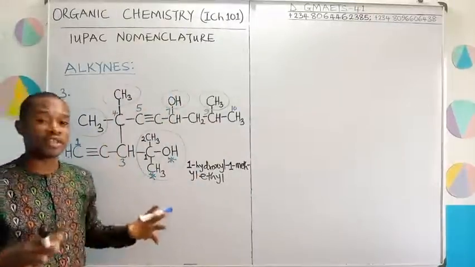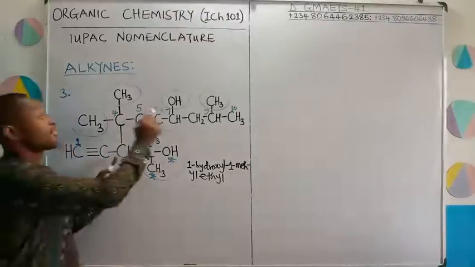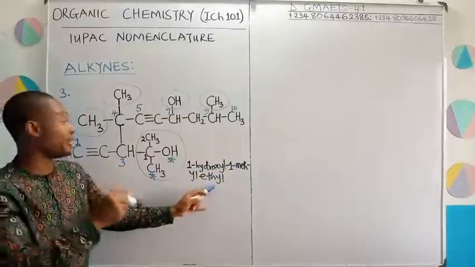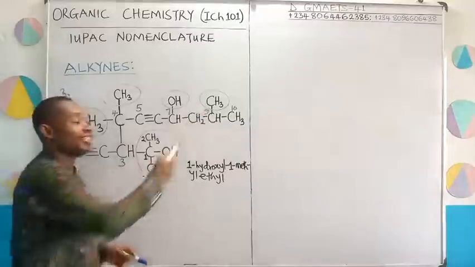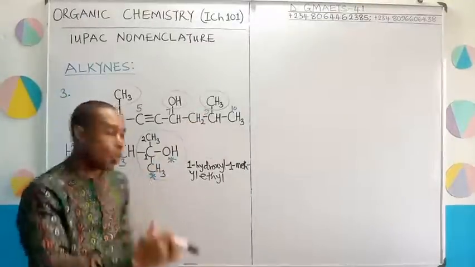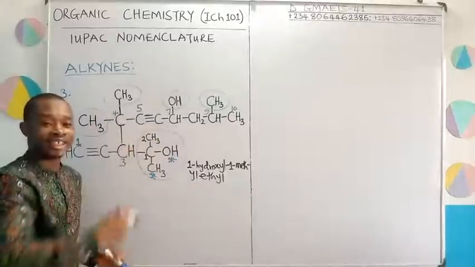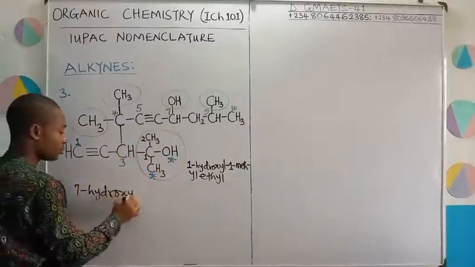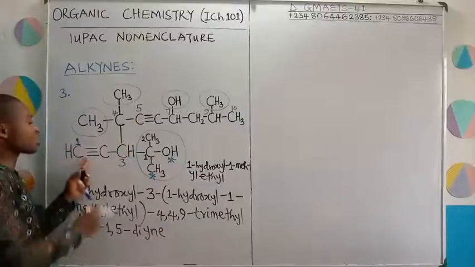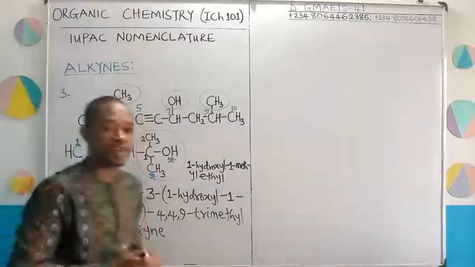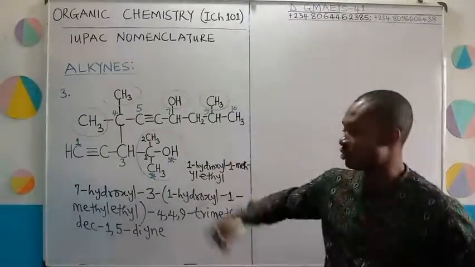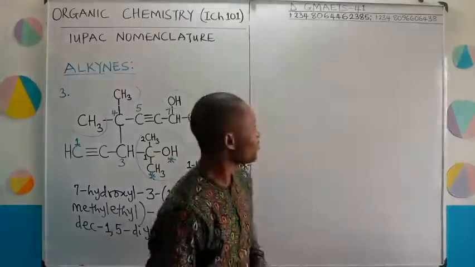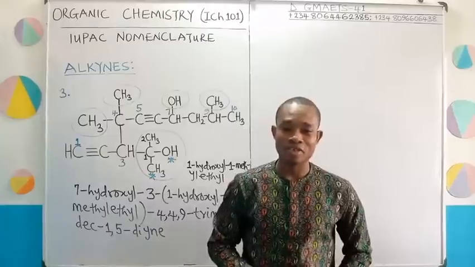So once again, what's the name of the structure? We say this is 7-hydroxyl, 3-open bracket, 1-hydroxyl, 1-methyl ethyl, close bracket, 4,4,9-trimethyl dec-1,5-diyne. That's the name of this structure. So let's go. Dec 1,5, I've said that before. On the 1st carbon atom, you have this triple bond. On the 5th carbon atom, you still have the triple bond. So this is how we handle this structure. Is that okay? Very interesting and fun. We shall be moving on to structure number 4. And that will be our last structure for this class.